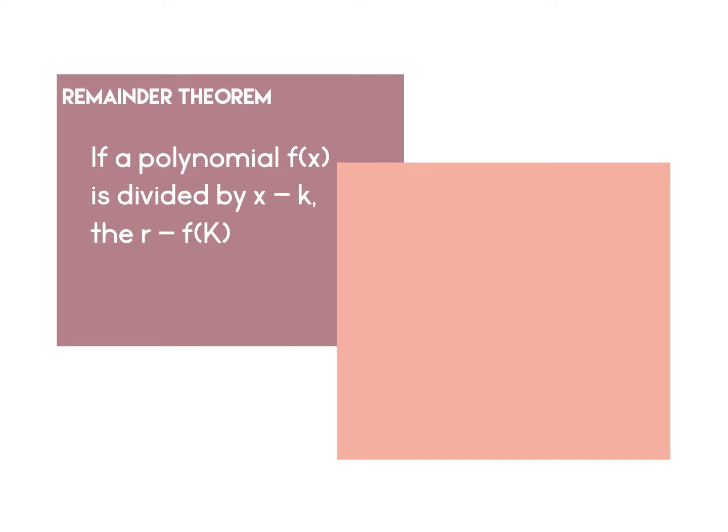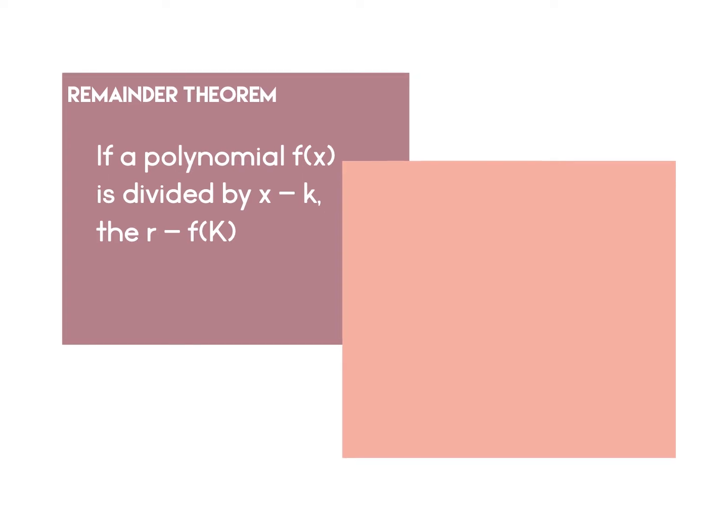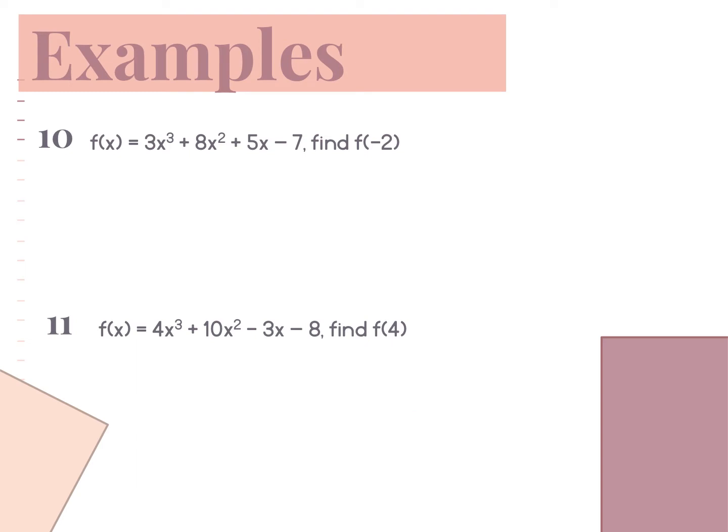So here, if a polynomial f of x is divided by x minus k, then the remainder r is equal to f of k. This is a typo, this should be an equal sign. So I'm going to show you what this means. We're going to go ahead and try our first example.